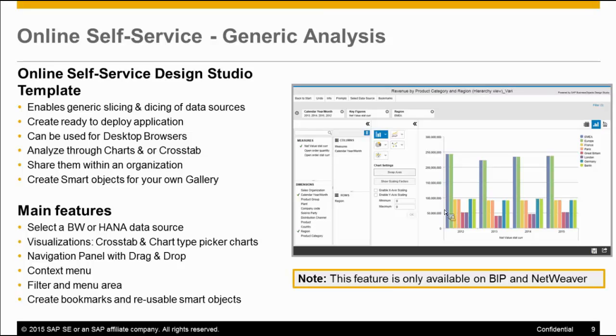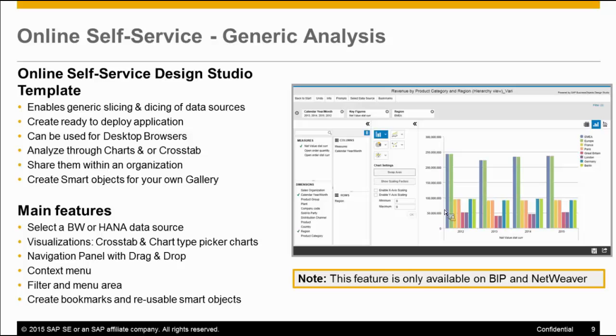Design Studio 1.5 gives a pre-delivered template which can serve the business and design needs of your organization. And one of those templates is the generic analysis template. So this template is a predefined template, as I mentioned before. It is used for slicing and dicing data sources.